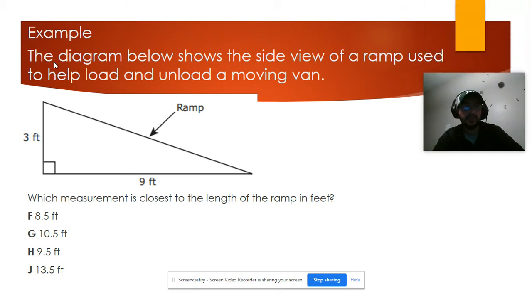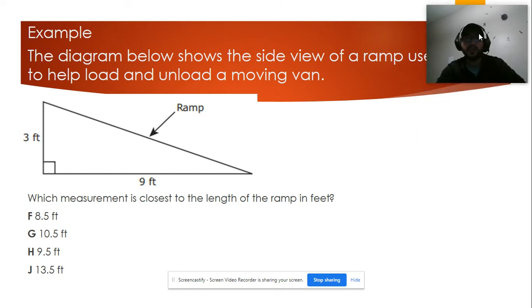Let's read the problem. The diagram below shows the side view of a ramp used to help load and unload a moving van. Okay, so this is the ramp, and we create a right triangle. First thing we should do is label our triangle.